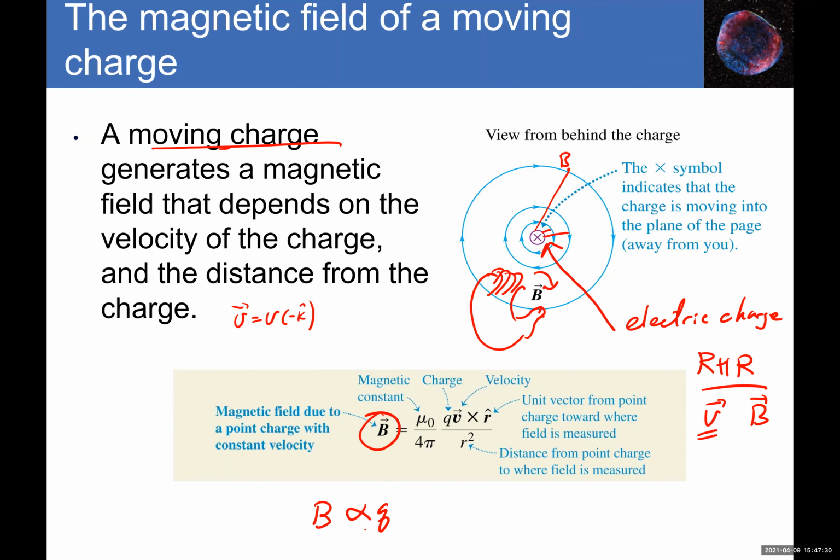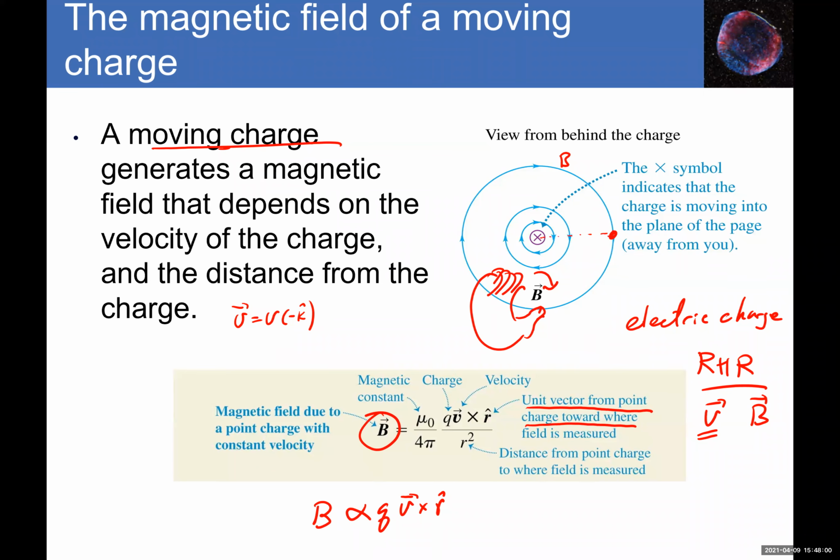Obviously, that's one requirement. There has to be electric charge. There has to be a charged particle. Then v cross what we call r hat. R hat is a unit vector from the point charge toward where the field is measured. For example, let's say I want to find the field strength right here.